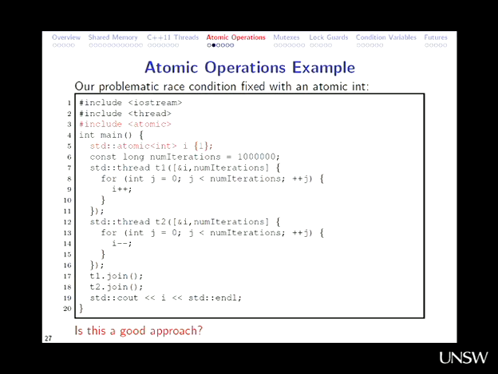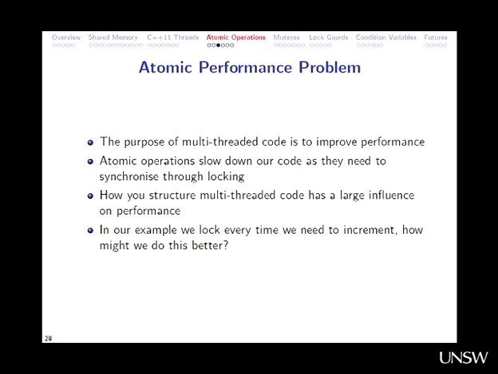Is it fast? Okay, so let's talk about performance. 10 points for you for getting the right answer. The purpose of multi-threaded code is to improve performance. But atomic operations, whereabouts we have to lock this code, slow down our code because they've got to synchronize. Synchronize is whereabouts everything has to pause and wait until something goes and runs a critical section. How you structure multi-threaded code has a very large influence on performance. Hint, hint, this is a very large hint towards how you might approach the assignment.